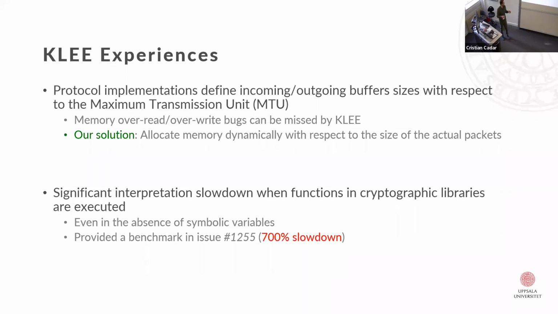We've also noticed a significant interpretation slowdown when cryptographic functions are being executed. This happens even in the absence of symbolic variables. We've actually provided a benchmark which has a 700% slowdown. We have a partial solution that we are hopefully collaborating with KLEE developers to maybe make better. Our partial solution is to execute the functions that impose a lot of interpretation slowdown as external code. It's still a crude idea, but hopefully it gets better.